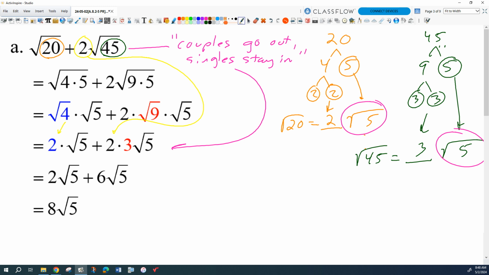Does that make sense what I'm saying? It's kind of a strategy. As you do more and more of these, you can practice that a little bit, and it'll just naturally come to you. But you can always go back and just rely on couples go out, singles stay in too.